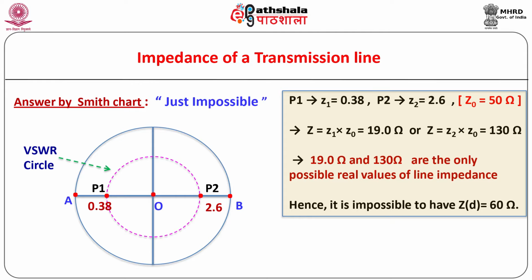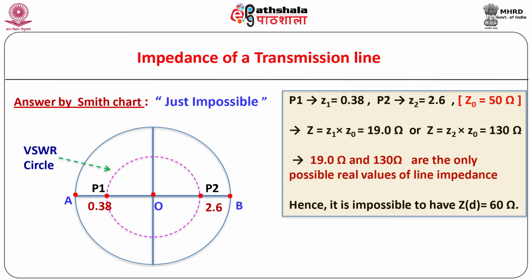Use of Smith chart gives the answer just impossible within a very short time. For this, you have to calculate and plot the normalized load impedance ZL on the Smith chart. Draw VSWR circle which intersects the diameter AOB at any 2 points P1 and P2, giving real values of normalized impedance, namely z1 is equal to 0.38 and z2 is equal to 2.6. From this we get Z is equal to z1 into Z0, that is 19 ohm, and also Z is equal to z2 into Z0, that is 130 ohm.